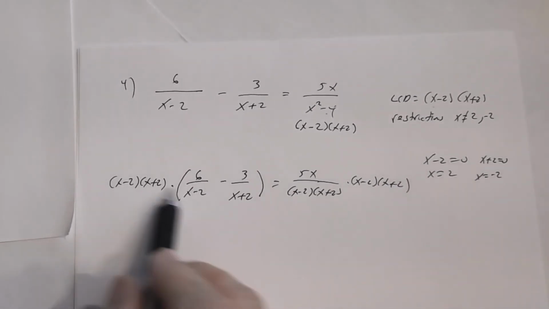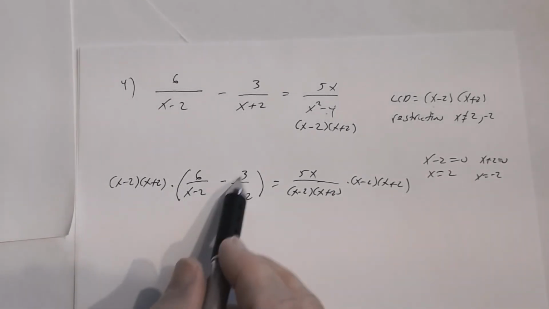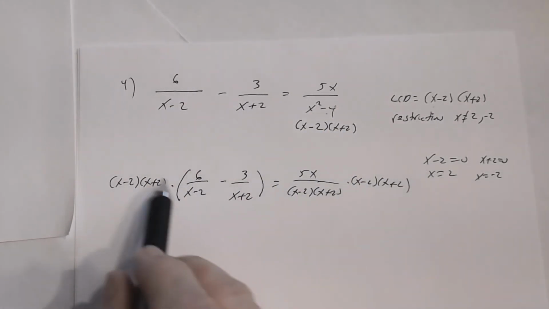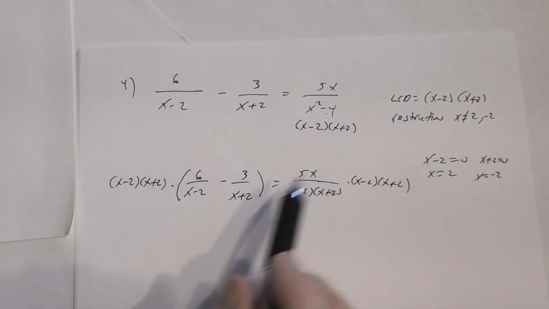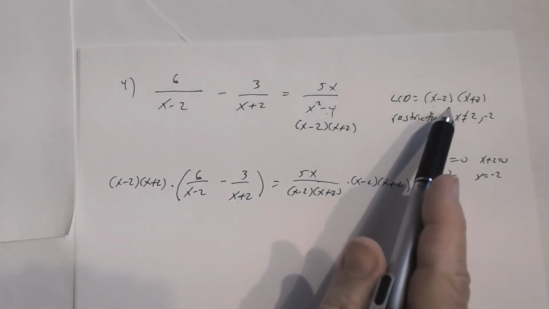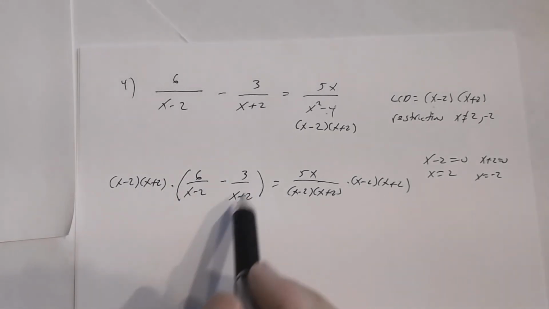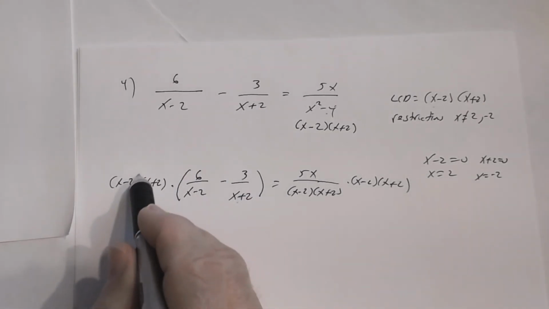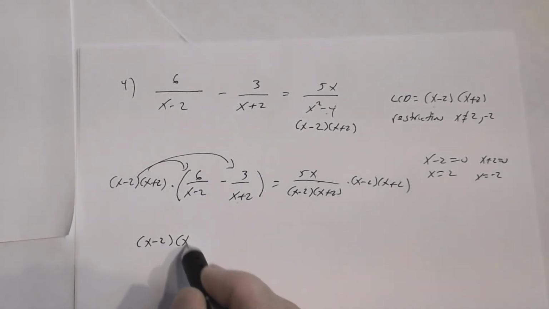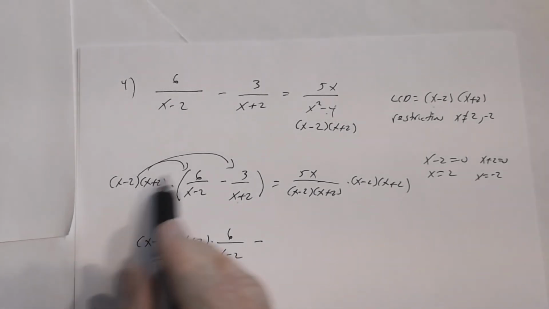Now remember, do not reduce first, because you are not distributing just x plus 2 here. Remember, every fraction has to be multiplied by this. So if you reduce first, you're missing what we just said. We're missing the fact that 3 divided by x plus 2 has to be multiplied by those two factors. So if you reduce first, you're only multiplying it by x plus 2. All right, so you got to be careful. So distribute first. So I get x minus 2 times x plus 2 times 6 divided by x minus 2 minus, and then the same thing.